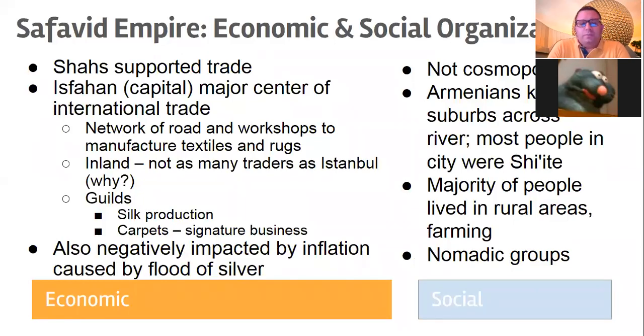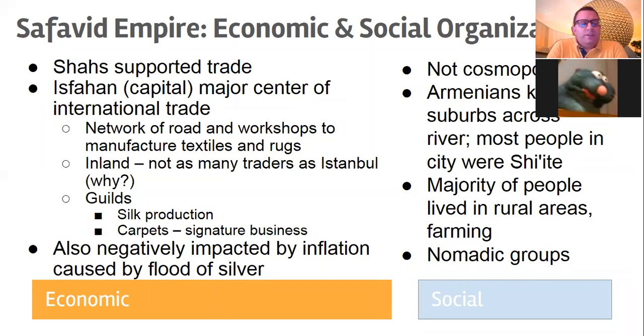Their signature industry or signature business is going to be the making of carpets, okay? Even to this day, rugs from the Middle East, Persian rugs, are extremely expensive and they're among the best in the world. They also produce silk, but certainly not on the same level as they produced carpet. Okay, that was absolutely going to be their main product.